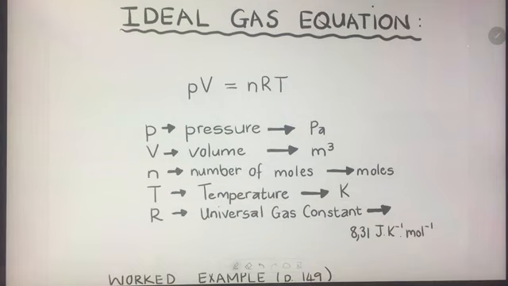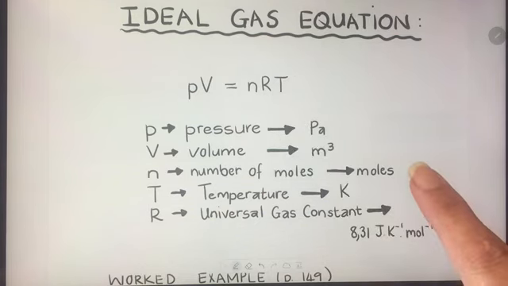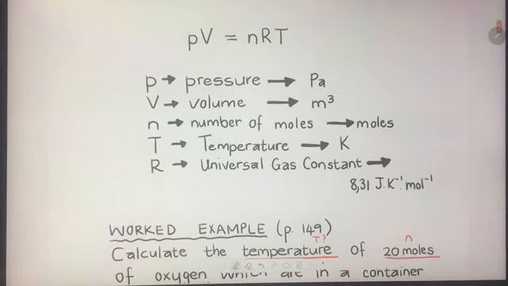And then this is the first equation that also has a constant, and R over there is the universal gas constant, and it is equal to 8,31. So it will always be that, and that number will appear on your data sheet as well.